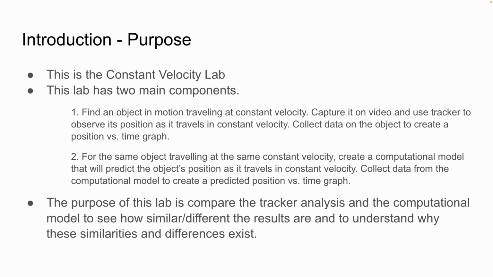The second component is, for the same object traveling at the same constant velocity, to create a computational model that will predict the object's position as it travels in constant velocity. Collect data from the computational model to create a predicted position versus time graph. The purpose of this lab is to compare the Tracker analysis and the computational model to see how similar or different the results are, and to understand why these similarities and differences exist.